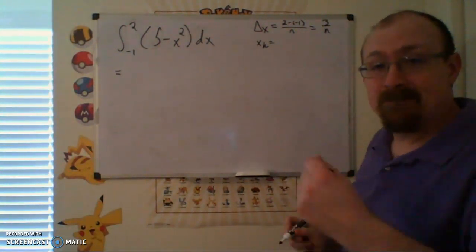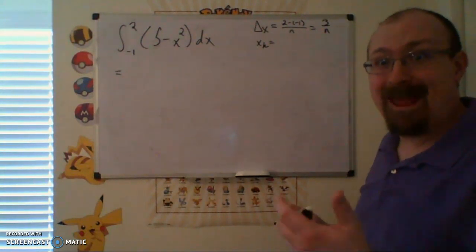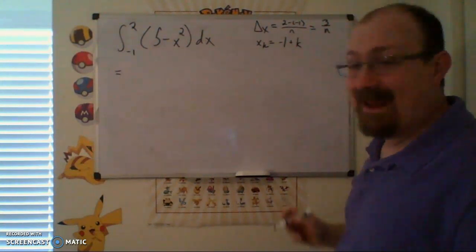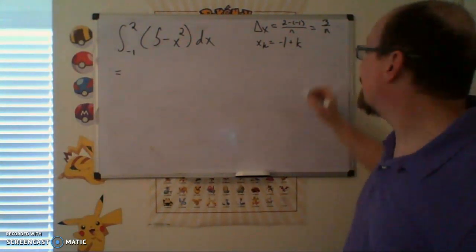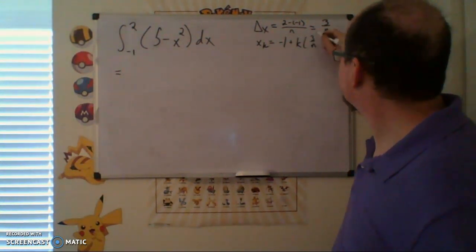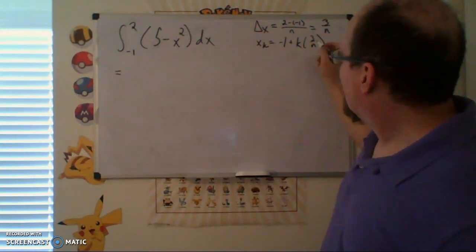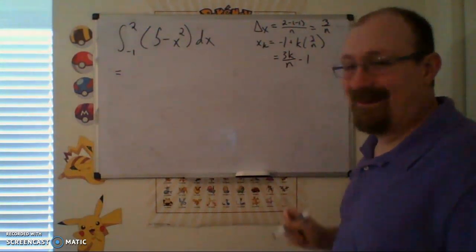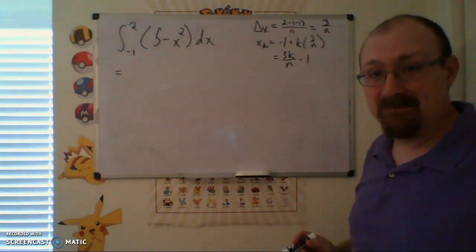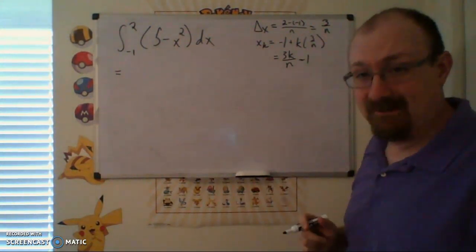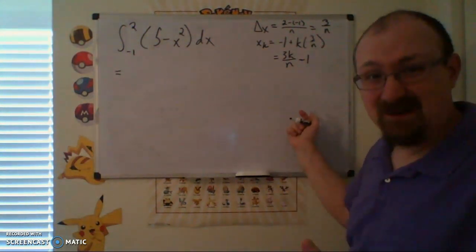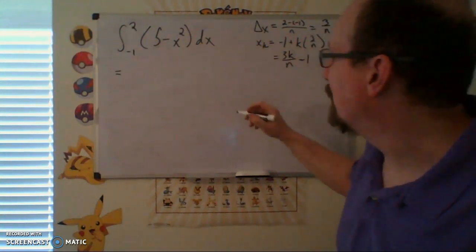so I have 3 over n. My x sub k is going to look like a, which is -1 plus k times that delta x we just came up with, 3 over n. Or if we rearrange this a bit, I like writing it as 3k over n minus 1. If you wanted to leave it the other way around, that's fine. It just ends up feeling a little weird to me when we start filling stuff into this function momentarily.